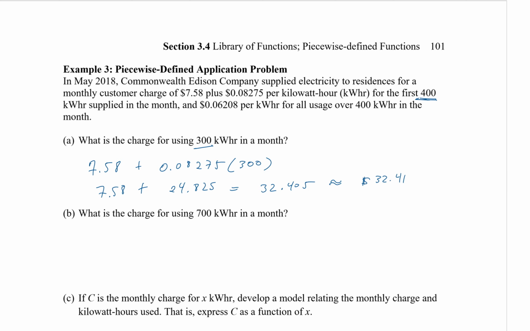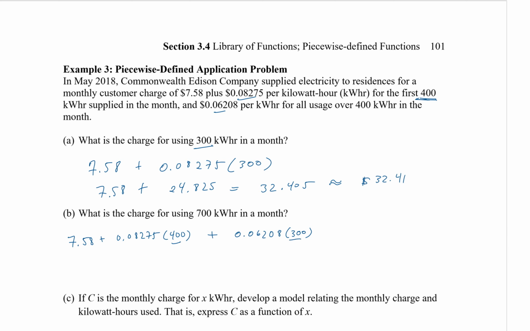Okay, that's trickier. For the first 400, they're going to charge you 8 cents, and then after that, they're going to charge you about 6 cents. So that means that you're going to have to do this: 7.58 plus 0.08275 times 400. This is for the first 400, and then plus 0.06208 for the next 300. So that way the 400 plus 300 is equal to the 700.